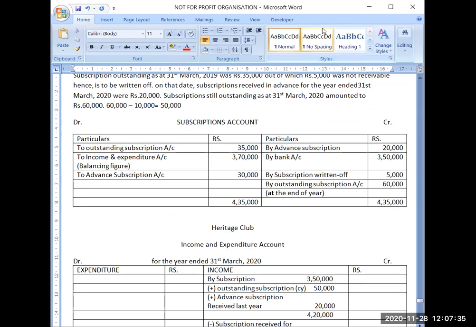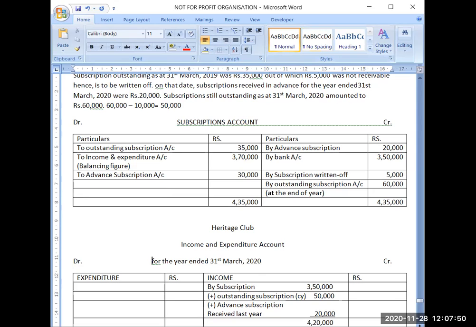Rest of the question will be very simple in nature. You have to just identify the expenses and incomes, and you have to write it at the appropriate place. The only technicality will be regarding subscription in the questions. 1-2 more points will be there that we will be doing on Monday. Till then, do proper practice of these topics.